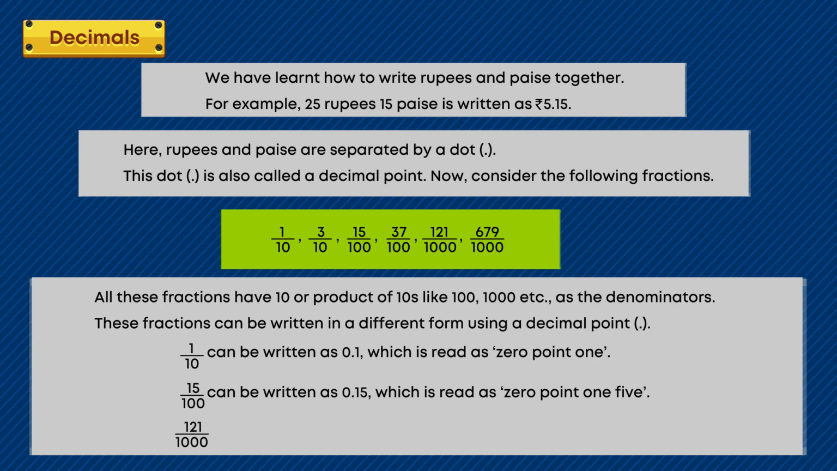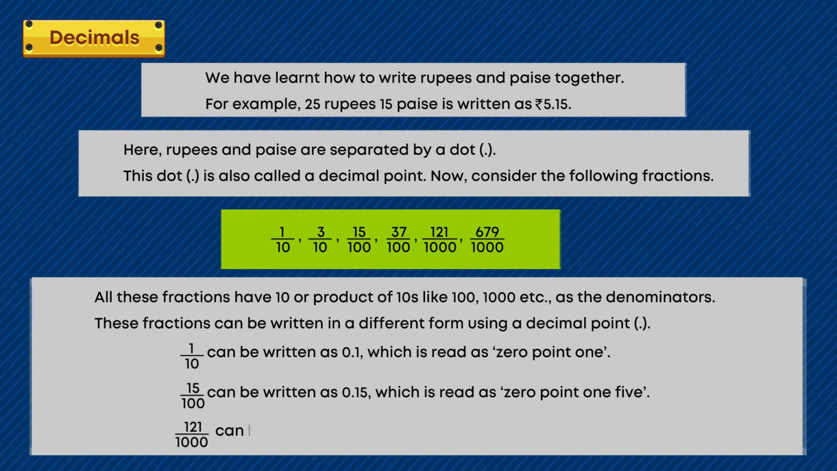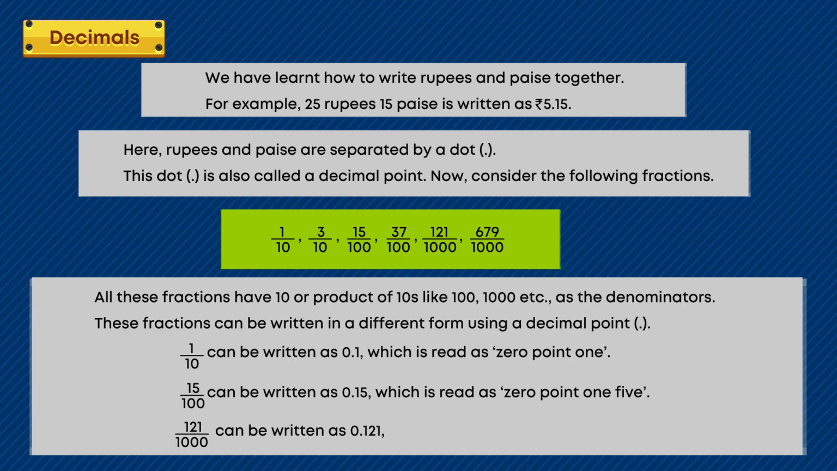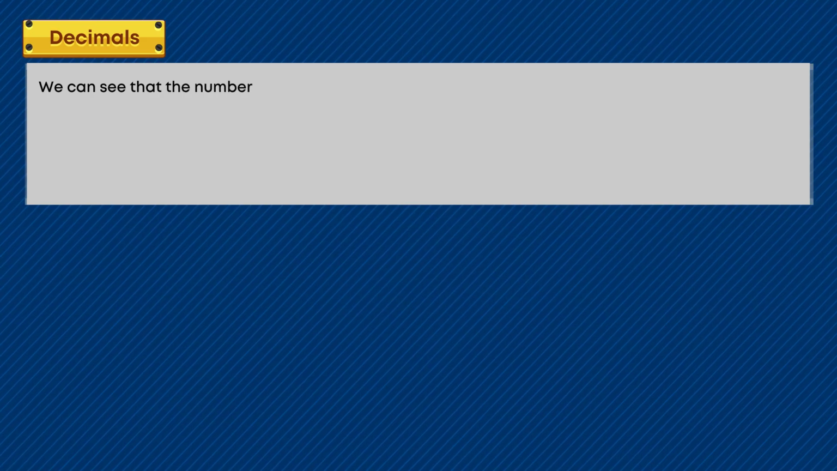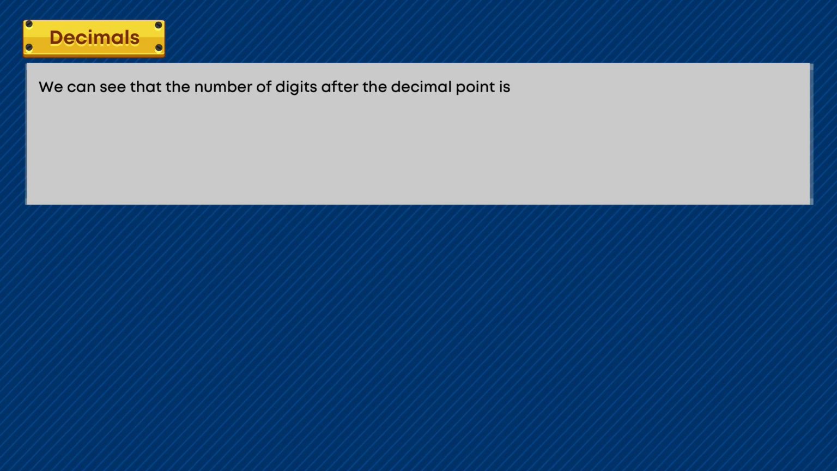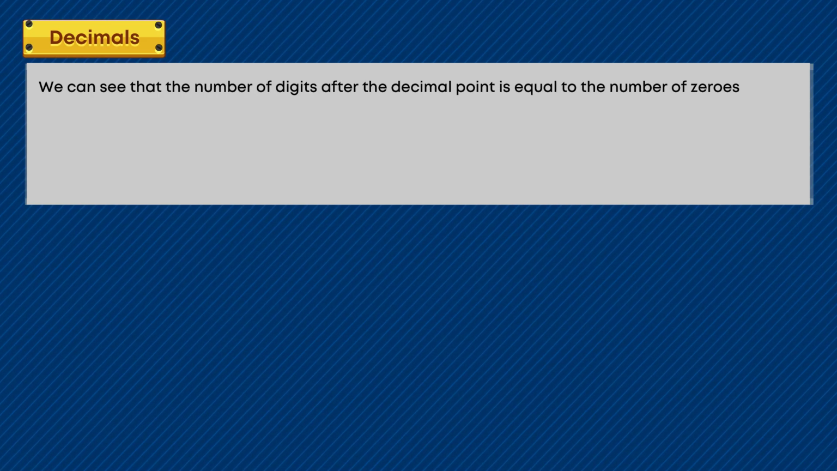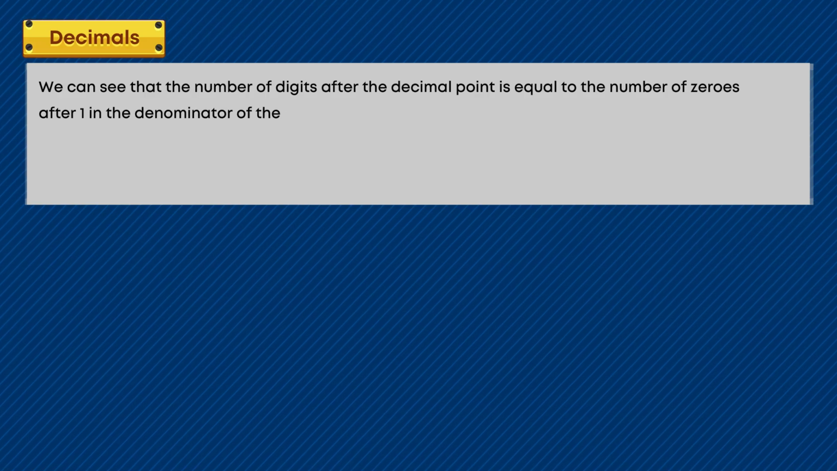121 by 1000 can be written as 0.121, which is read as zero point one two one. We can see that the number of digits after the decimal point is equal to the number of zeros after 1 in the denominator of the fraction.